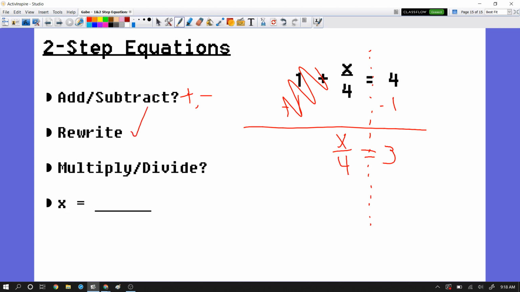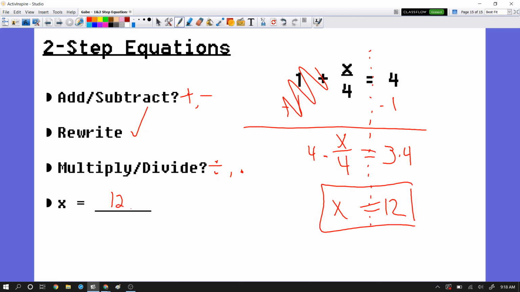Rewrote it down to a one-step equation. X divided by 4 equals 3. So now I see division. I'm going to do multiplication. And guess what? It's 12 again. So here's the only thing that switches it up on this. Whenever you're checking the problem, like you're substituting 12 in for x, this is where order of operations comes in, since you have all the information, you don't have a variable. You can do order of operations.